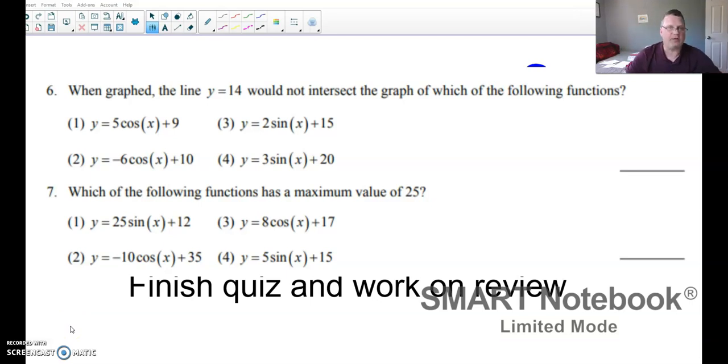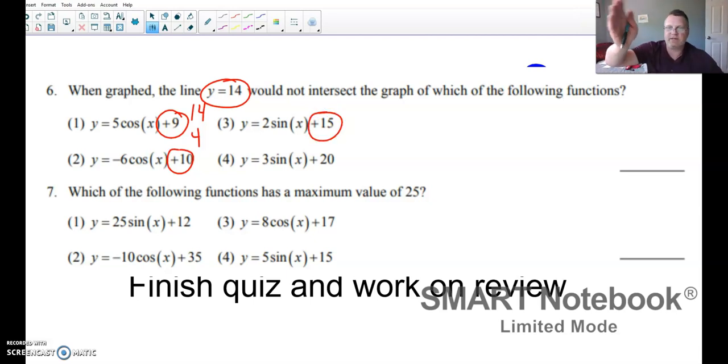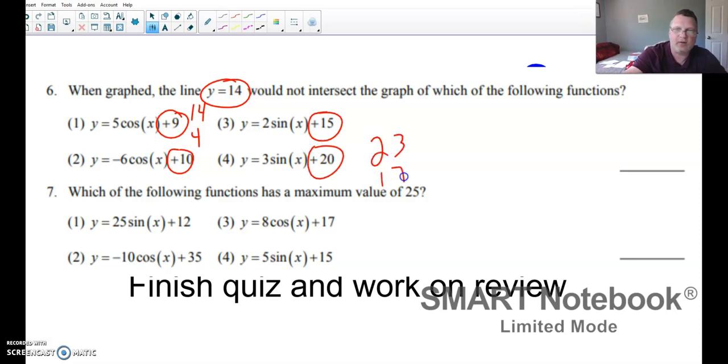So what we do is look for the range. So this, remember 9, okay, so it starts at 9 plus 5 minus 5, so it goes 14 to 4, okay? So y equals 14 is going to hit it. Here, 10 plus 6 minus 6, so 16, 4, that's going to hit it. 15, okay, to 2 is 17 and down to 13, that's going to hit it. 20, okay, so 20 goes up to 23 and down to 17. So 4 would not hit it, okay?